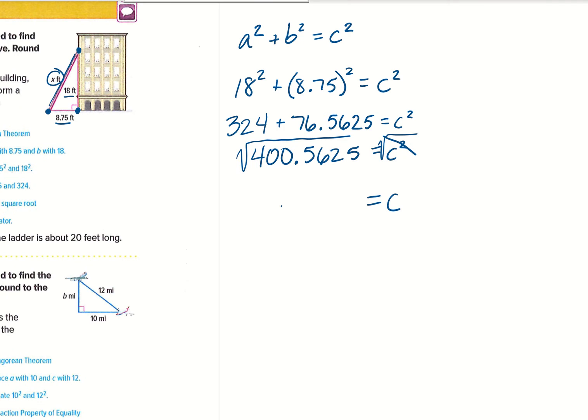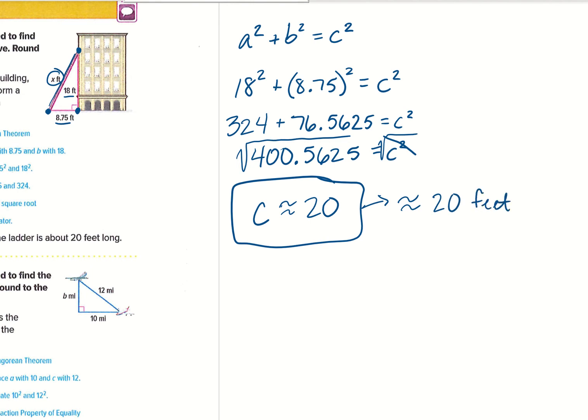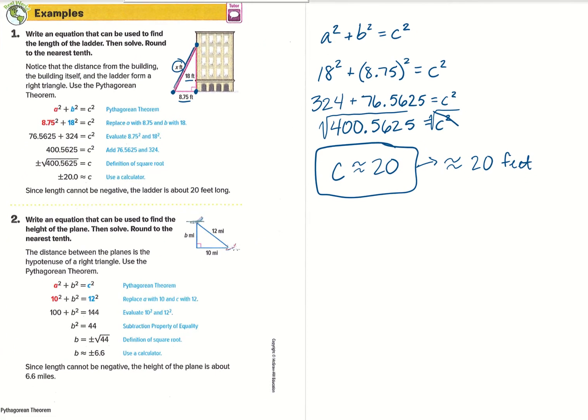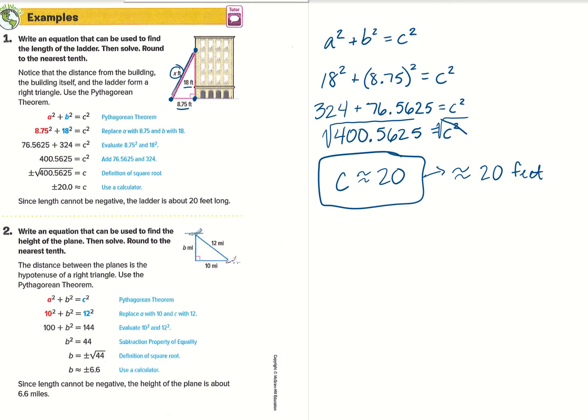That's about 20. So I'm going to rewrite that. There we go. So c is about 20, so it is about 20 feet. That is the length of the ladder there. And that's how you do those with word problems. So you can see if we don't know how long the ladder is, that's one way we can figure it out. Things like that, right? So these are problems you'll see a lot. These are the kinds of problems that you can use the Pythagorean theorem on in the real world.